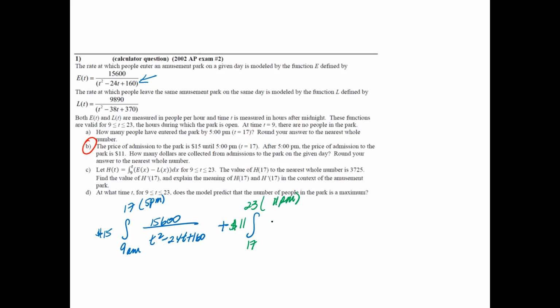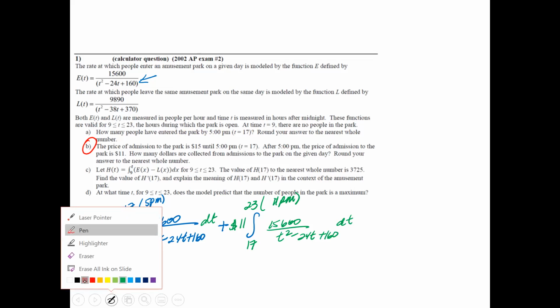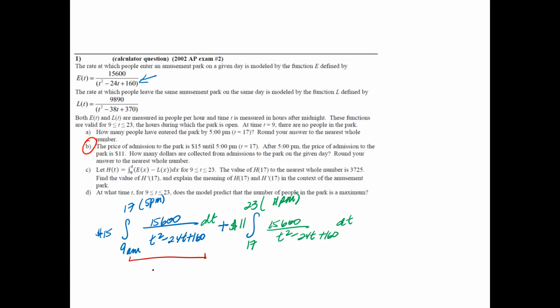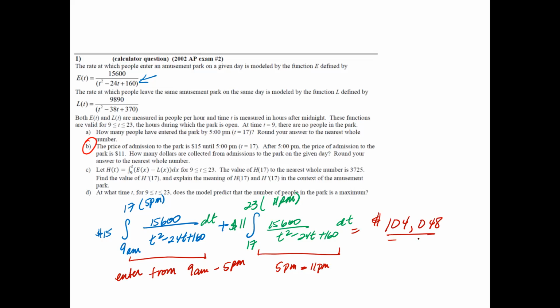Okay, and so that again, you will put 15,600 t squared minus 24t plus 160 dt on both. And then if you go ahead and plug this into your calculator, just remember this piece right here are people entering the park from 9 a.m. to 5 p.m. Your second equation is the amount that you're going to be receiving as a profit from 5 p.m. to 11 p.m. And then when you plug this into your calculator, you should get a total of $104,048.